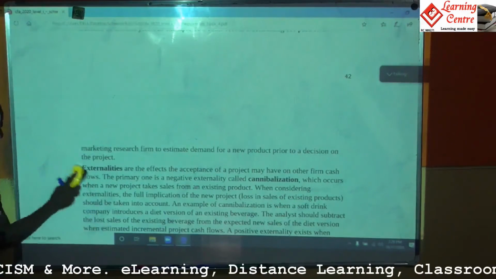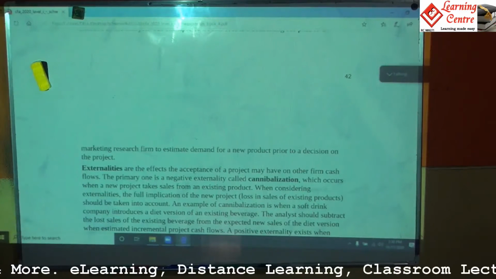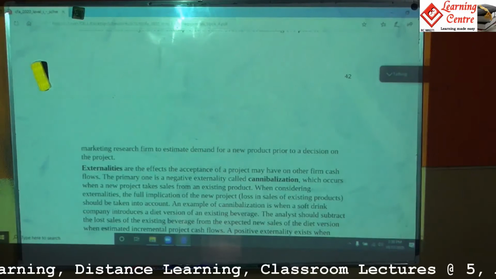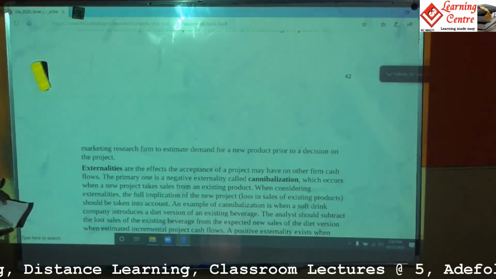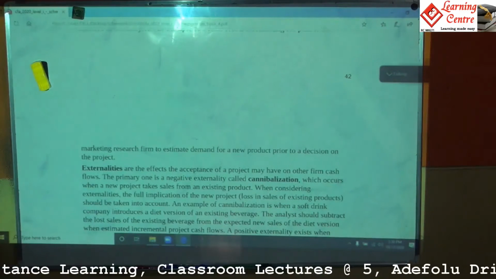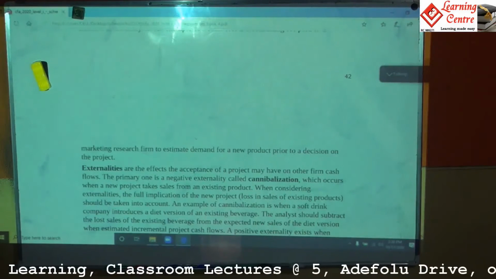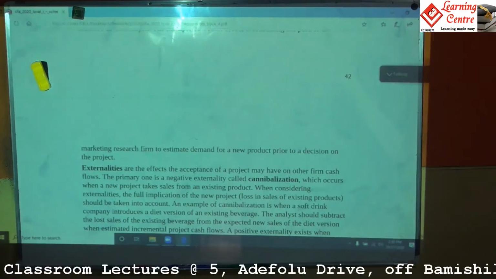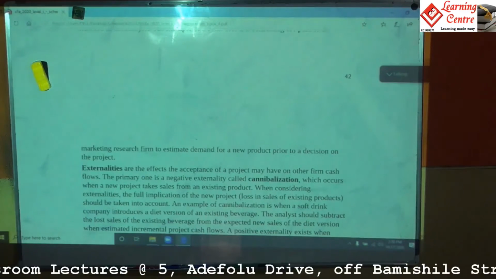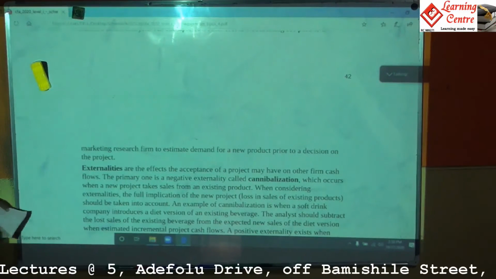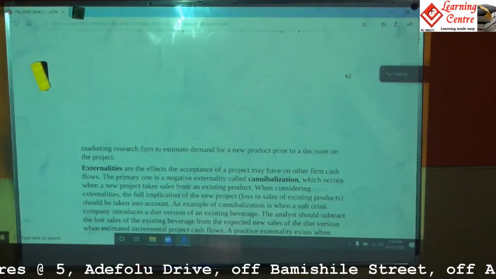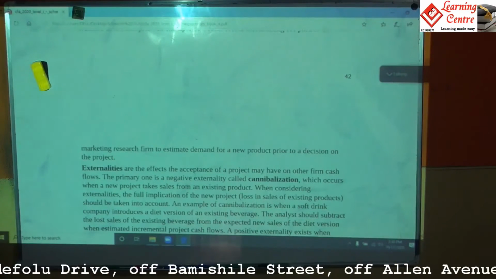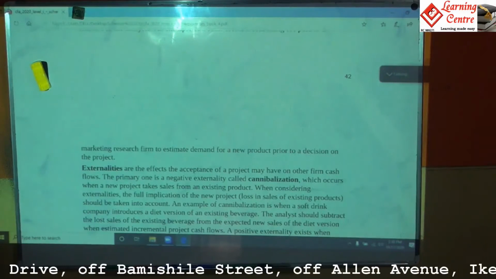So let's continue. Cannibalization, as I was saying, is another part of externality. It's one externality which occurs when investment takes customers and sales away from another part of the company.